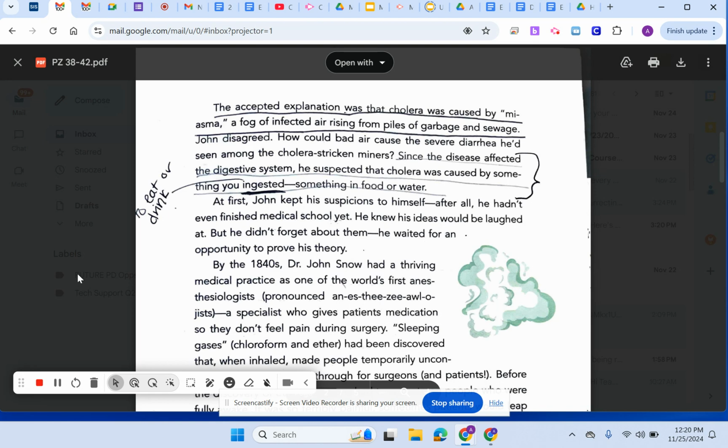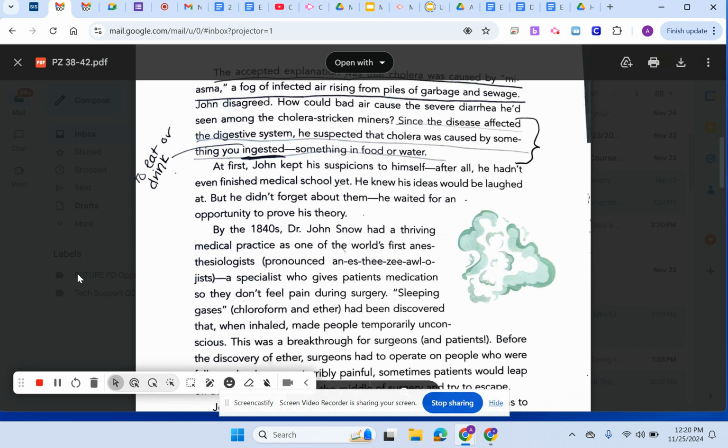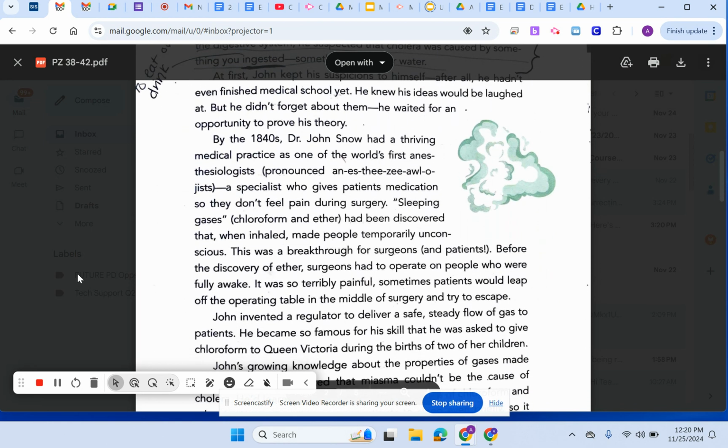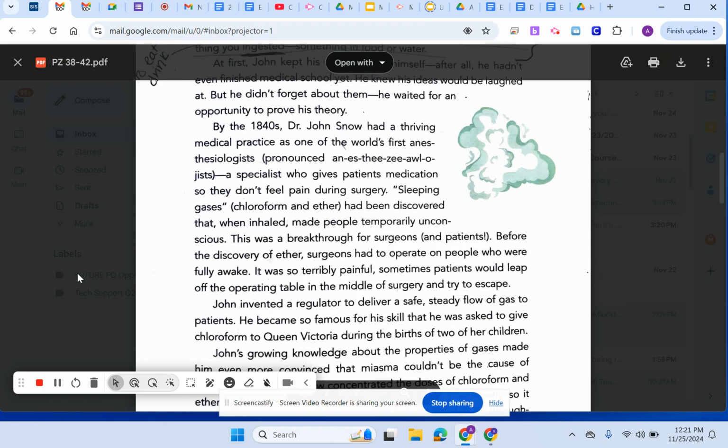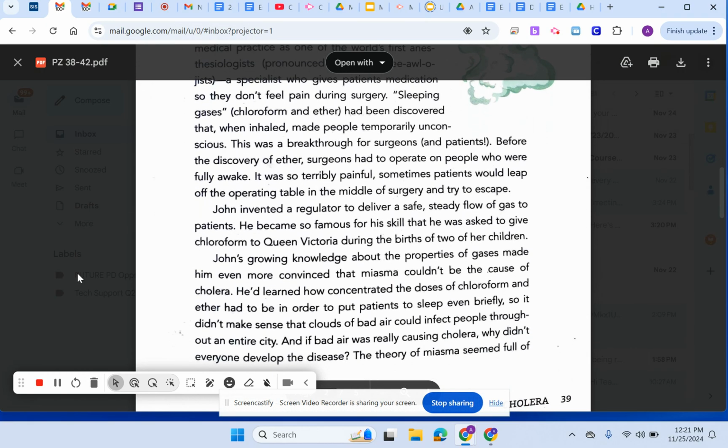At first, John kept his suspicions to himself. After all, he hadn't even finished medical school yet. He knew his ideas would be laughed at, but he didn't forget about them. He waited for an opportunity to prove his theory. By the 1840s, Dr. John Snow had a thriving medical practice as one of the world's first anesthesiologists, a specialist who gives patients medication so they don't feel pain during surgery.